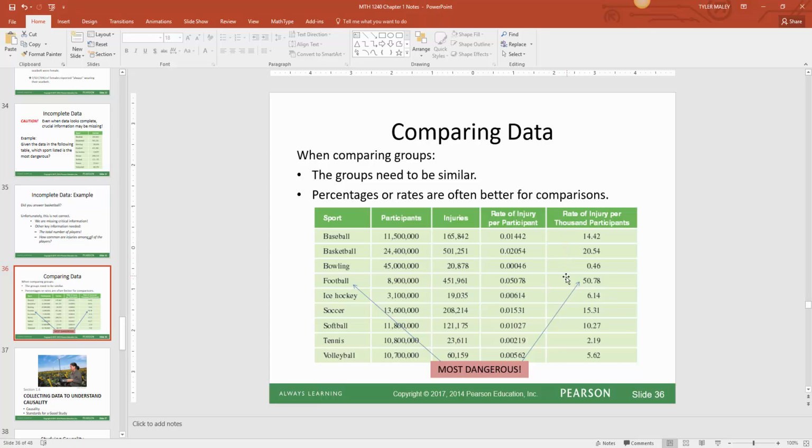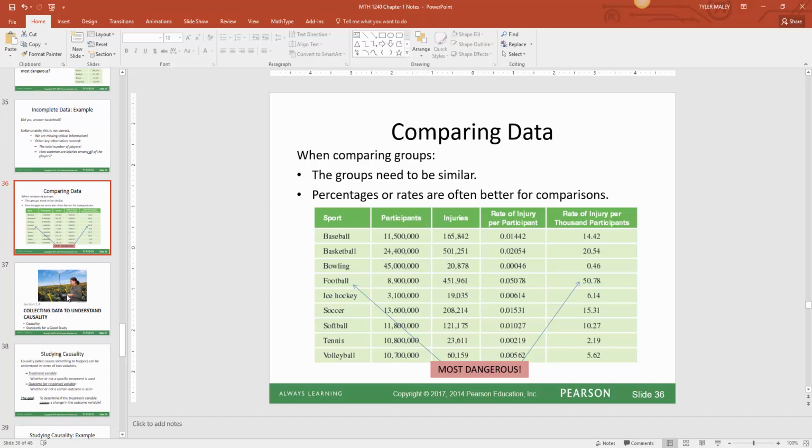So it's easy to see that football is the most dangerous. It has the highest rate of injury per 1,000 participants. So more people get hurt in football than the other sports in comparison. You can see that in football only about 8.9 million people participate, whereas in basketball they had over 24 million. So about 3 times as many people play basketball than football, according to this data. So of course they had more people getting hurt. But if we look at the rate, the basketball rate is less than half of the football rate, which makes more sense.